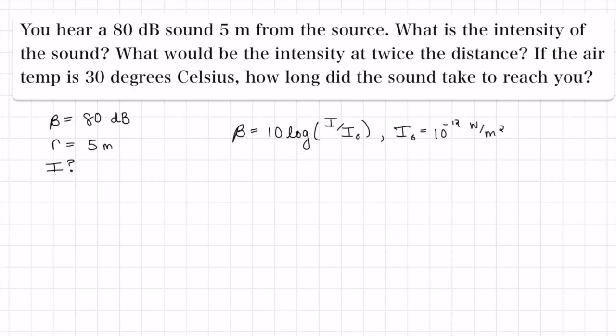I'm going to just substitute in numbers because I think it shows the math a little bit better, and I know that some of you might be very confused on how we're going to deal with that log. So I'm going to go ahead and plug in our 80, and I'll wait to plug in I0 later. That's just a constant. So we're going to start off by dividing by 10, which will leave us with 8 equals log I over I0.